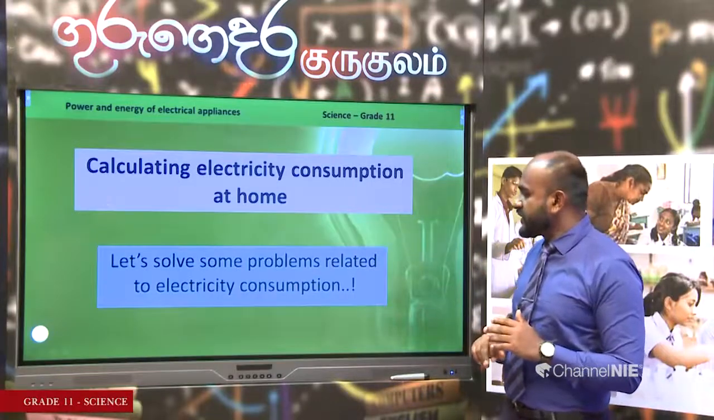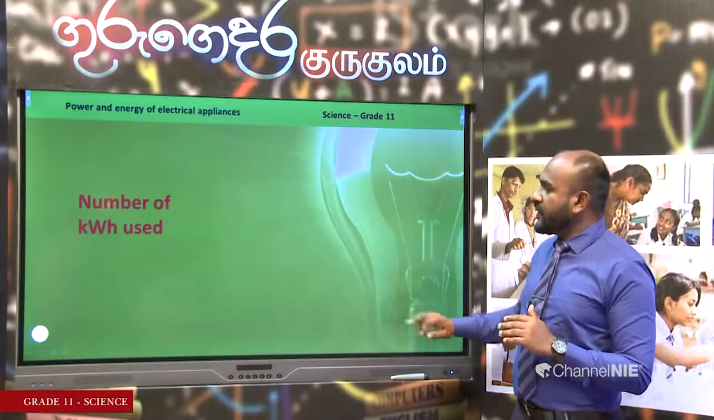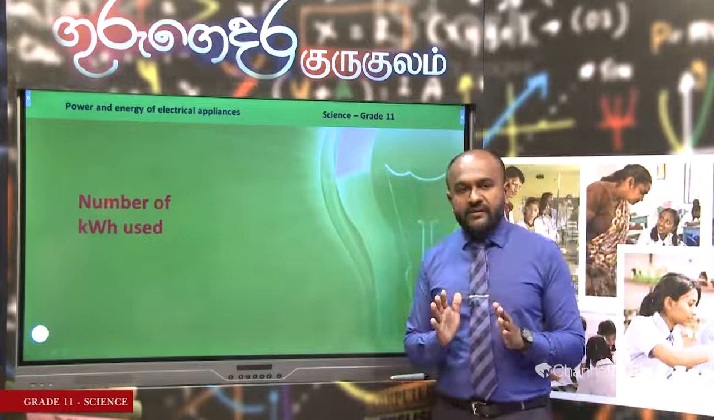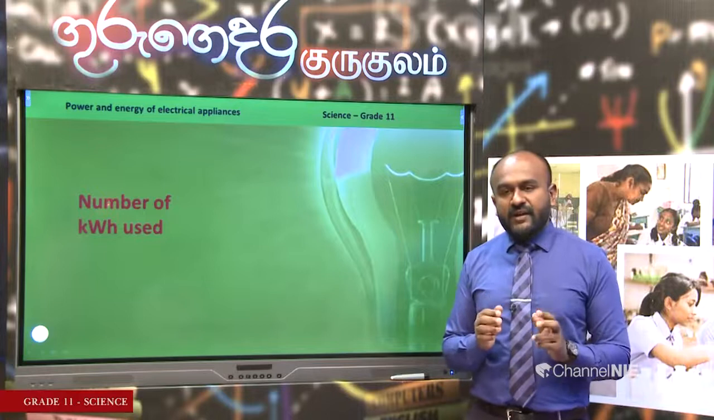Let us solve some problems related to electricity consumption. I told you that 1 kilowatt hour is considered as 1 unit. What is this 1 kilowatt hour? Suppose you are using an electrical appliance of 1 kilowatt for 1 hour. Then you have used 1 kilowatt hour. It means you have used 1 unit of electricity. Now, let us see how to calculate this. You can see that on the screen.